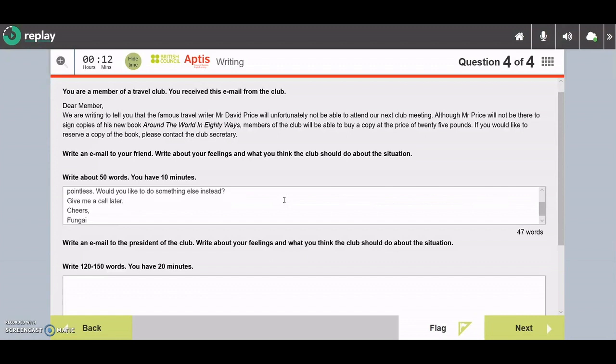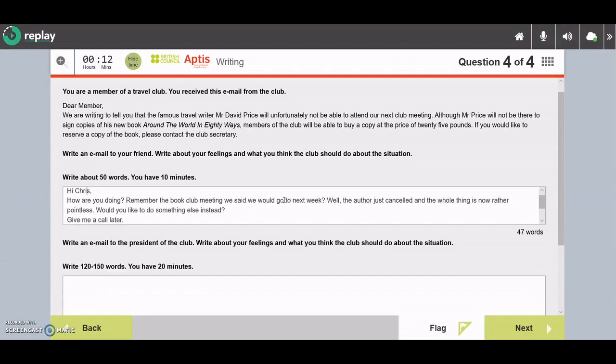Cheers from Guy. Right, so I've used very simple structures, and as you've noticed, it is very important you reread what you've typed because you could have made a mistake. And then when you're finished, as you can tell, you first start with the introduction, hi Chris, or at least you greet the person you're writing to.